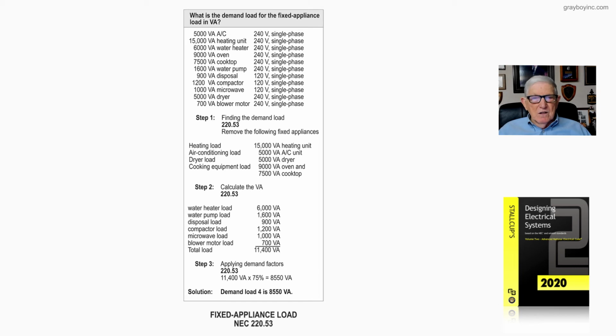And since there is four more there, 220.53, we take 75% of 11,400, and that load has been reduced to 8,550 VA. So the solution and the answer is 8,550 VA, and that's what this illustration 22-14B is illustrating to the user of the NEC calculating such a load.